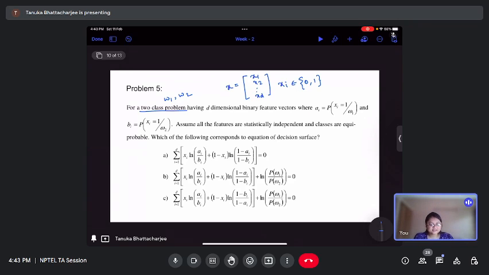And ai is the probability of xi being 1 given class omega 1, and bi is the probability of xi being 1 given class omega 2. Now you are given the information that all the features are statistically independent and the classes are equiprobable. Which of the following corresponds to the equation of the decision surface?